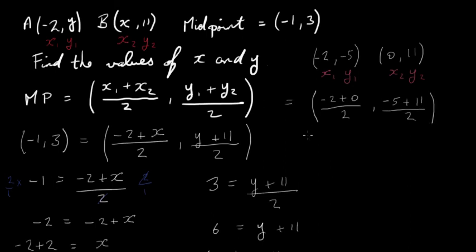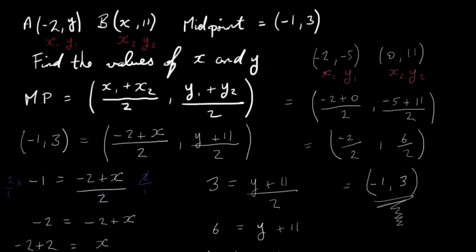Okay, so let's see what we end up with. Minus 2 plus 0 is minus 2. So we have minus 2 here over 2. And here we end up with minus 5 plus 11. That will give me 6. So what we end up with here is minus 2 divided by 2 is minus 1. 6 divided by 2 is 3.